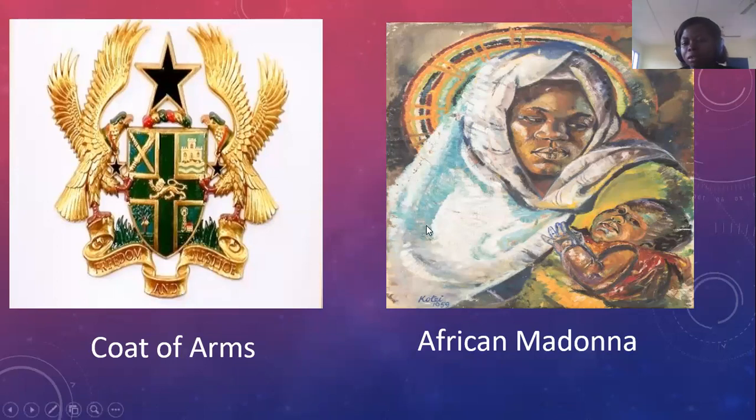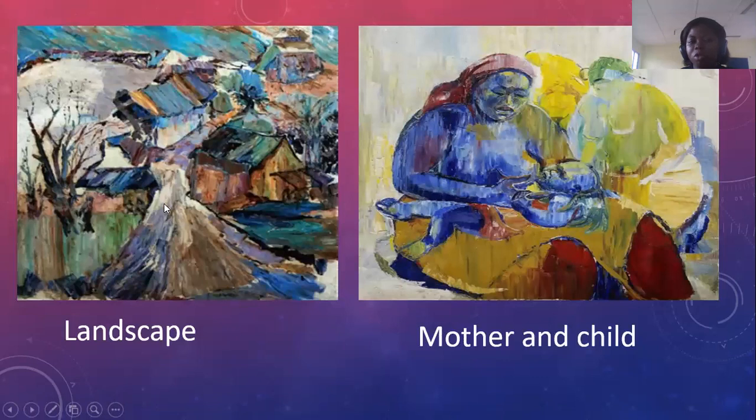Then the second is African Madonna, one of his most beautiful paintings. Then we have a picture of his landscape painting. Then we have mother and child, the typical African mother and child. This is how your mother breastfed you when you were a baby.